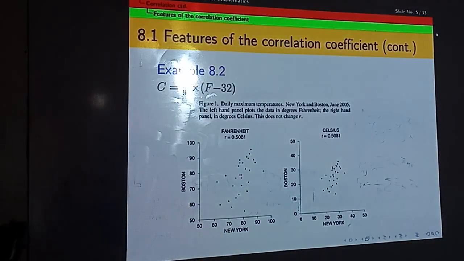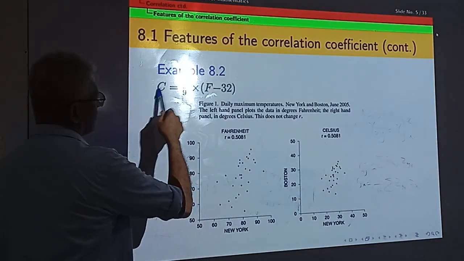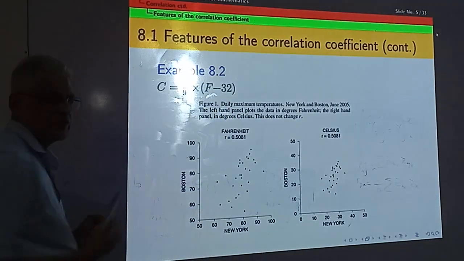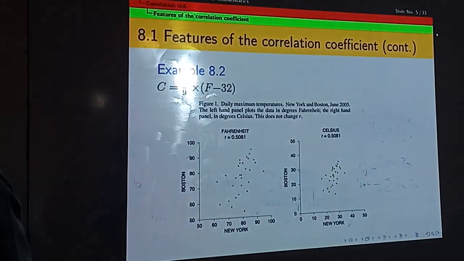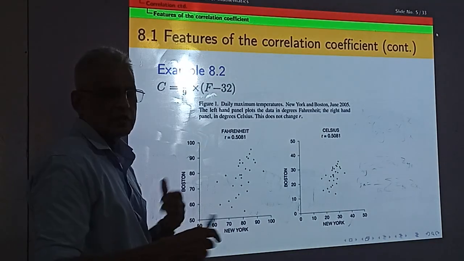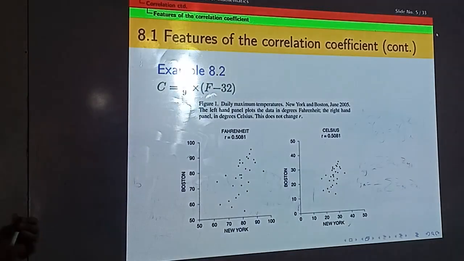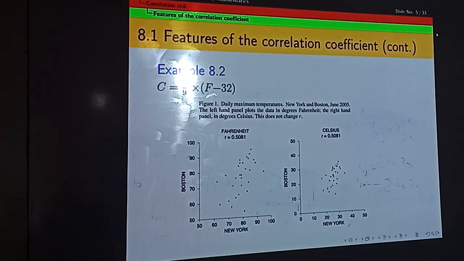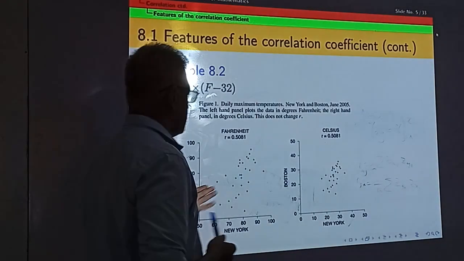Now, what is the relationship? Actually, C is a linear transformation of F. C is a linear transformation of the Fahrenheit. So it doesn't matter when you have a linear transformation, the correlation is preserved. That's what it shows you.